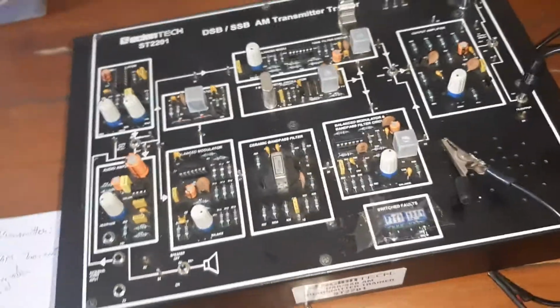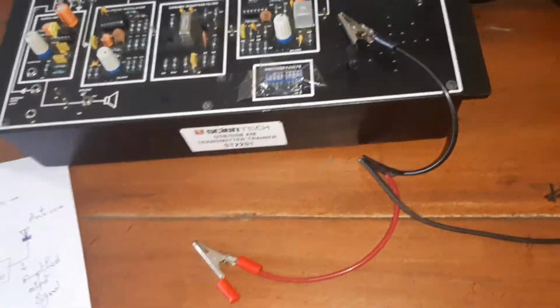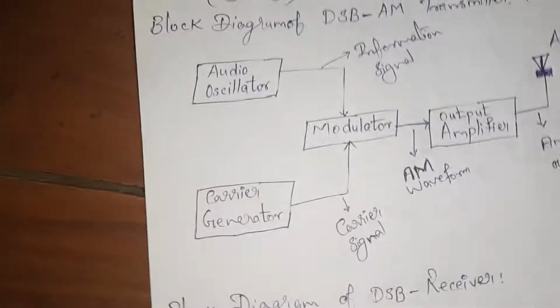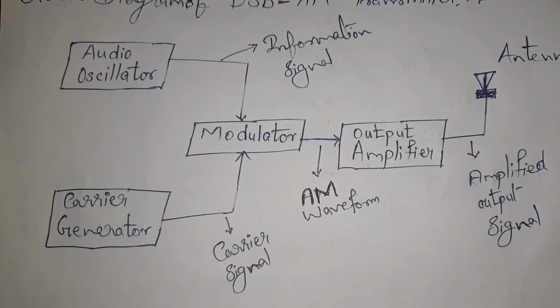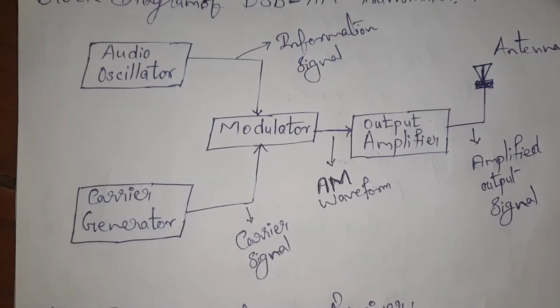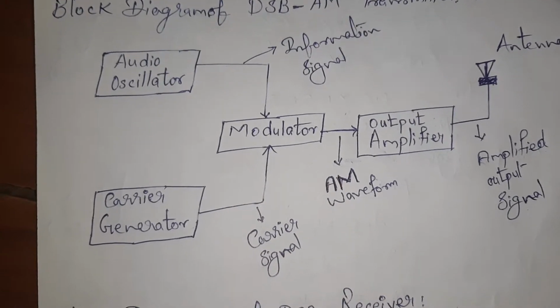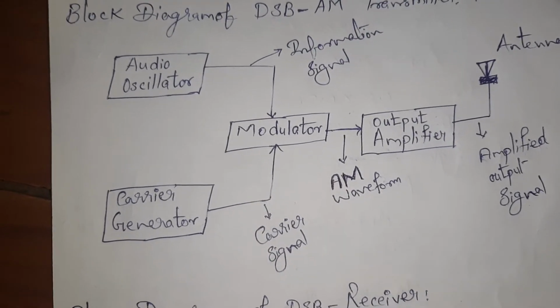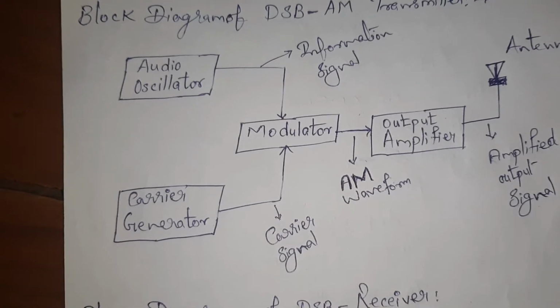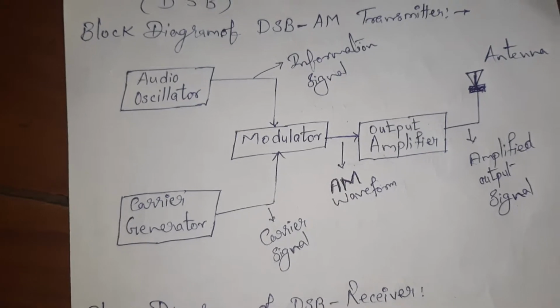Before starting this particular experiment, we should know exactly what blocks are available for this setup. Now you can observe on the screen, as I told, we require first the audio oscillator. With the help of the audio oscillator we can generate our information signal. Next we require the carrier generator. With the help of the carrier generator we generate the carrier signal.